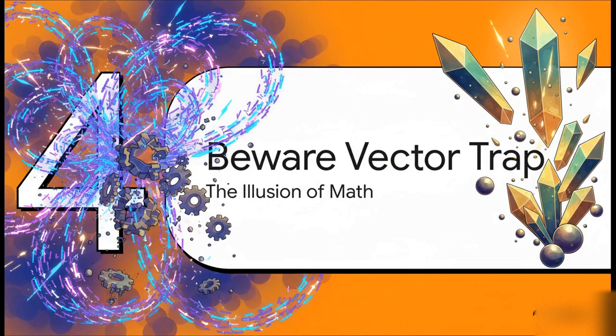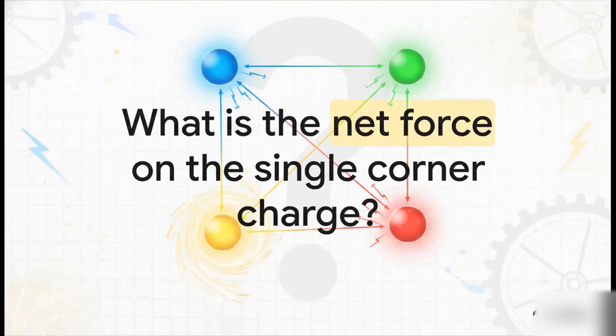Let's jump into Section 4, Beware the Vector Trap. This is all about the illusion of simple math. Now let's move to where things get pretty tricky. This is where a false sense of security leads a lot of students straight into a brutal vector trap. Imagine a square setup, okay?